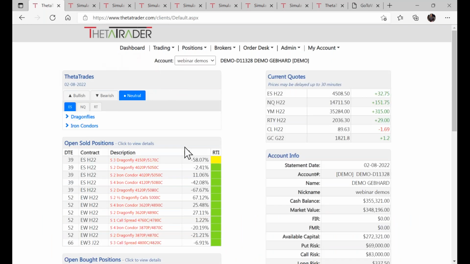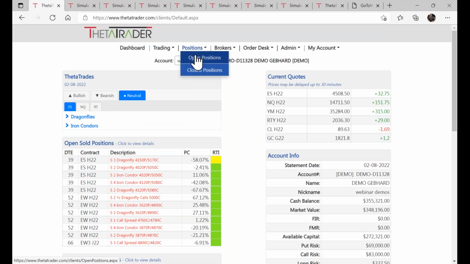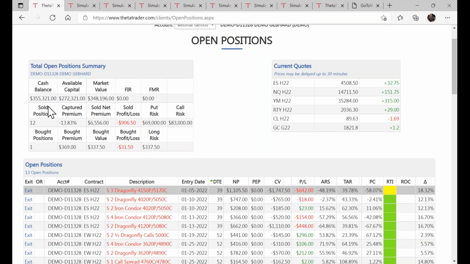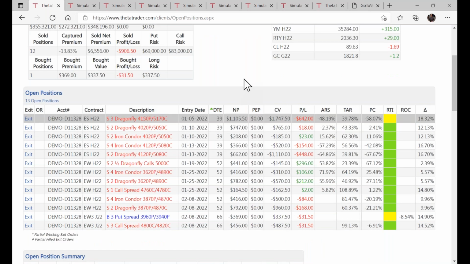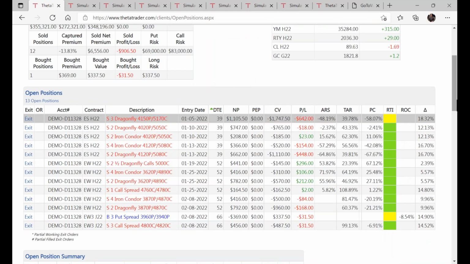Now here's what you do. If you want to look at your open positions, of course, you can just see right on the dashboard at a glance. You can see everything. Or you can look at everything on one page. So you can see all the open positions here on one page. So it gives a summary up here at the top. There are 12 short positions, 1 bought position, summarizes all your premiums collected and captured and so on and so forth. And you can see everything at a glance here, all the color coding on the RTI.